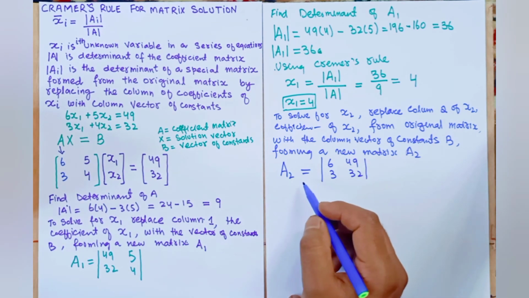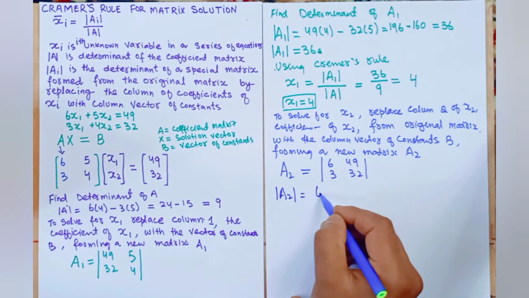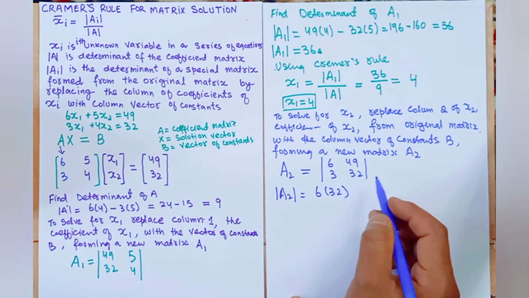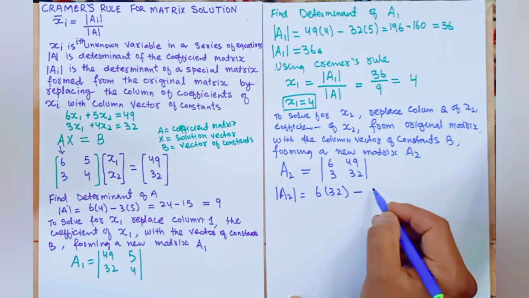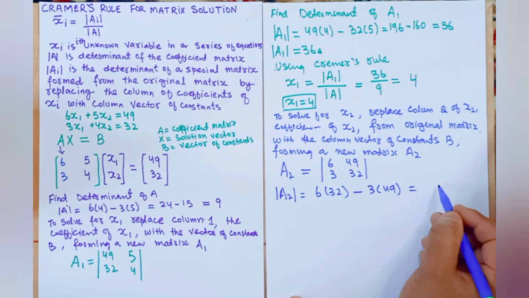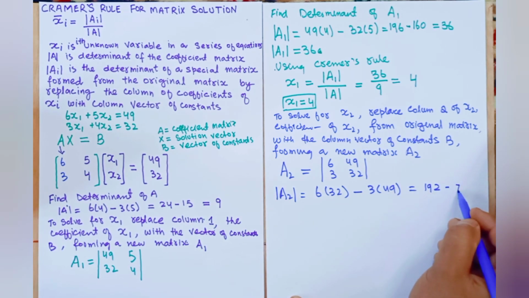Now we have to find the determinant of this A2, that is, the determinant of A2 is equal to 6 into 32, multiplying the elements on the principal diagonal, minus 3 into 49. So this will give us 6 twos are 12, 6 threes are 18, that is 192, minus 3 nines are 27, 3 fours are 12, 13 and 14. That will give us 192 minus 147.